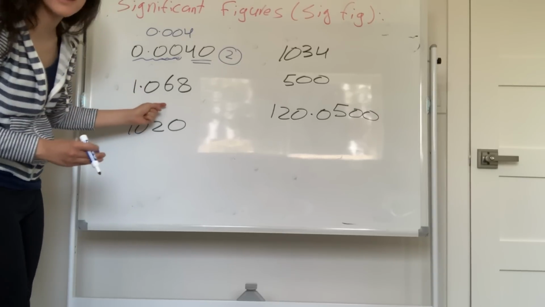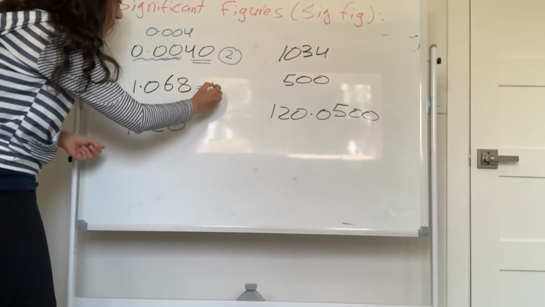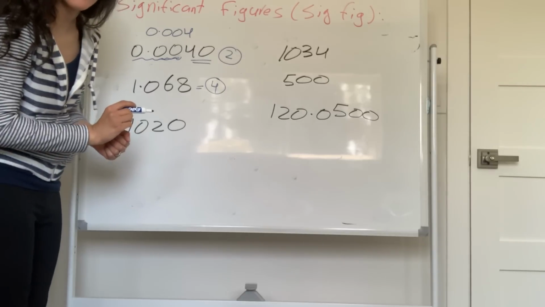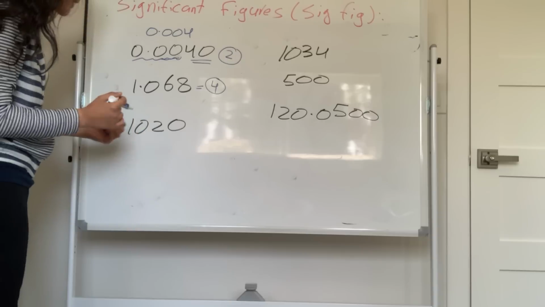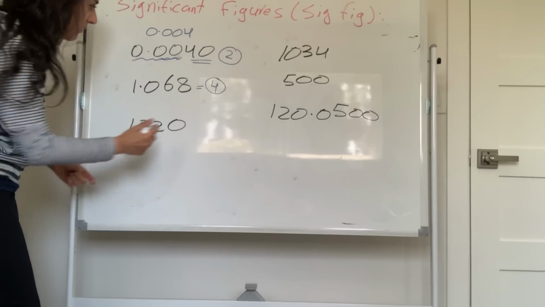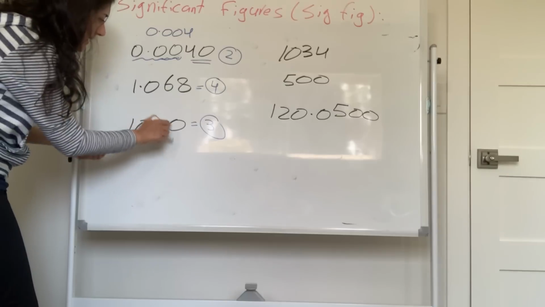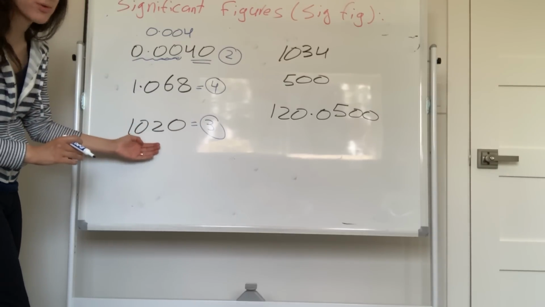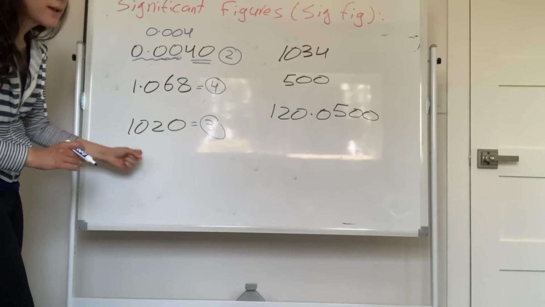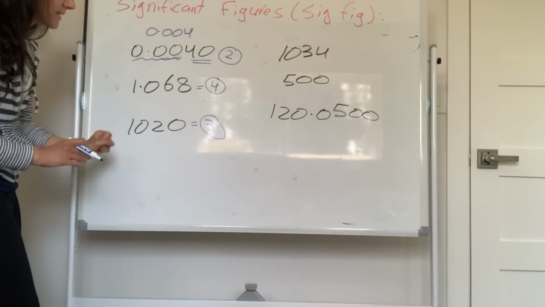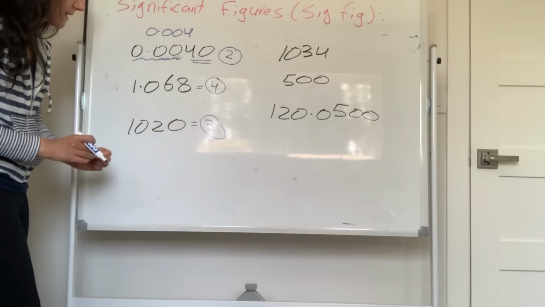Now, 1.068. How many Sig Fig is that? What do you think? That would be 4 Sig Fig. Nice job. The zero sandwiched between numbers counts. 1020. That is 3 Sig Fig. The zero doesn't count if I don't have a decimal place, because I didn't measure that accurately. Otherwise, I would put a decimal place and let you know.